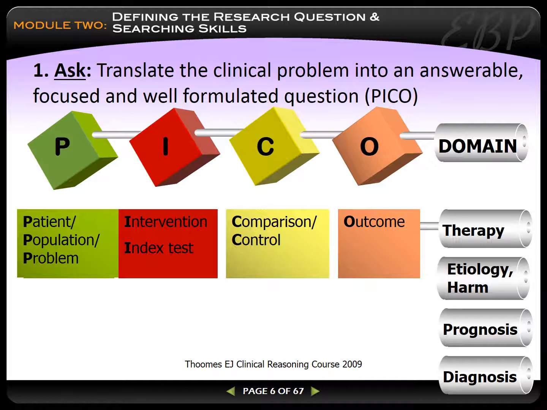So when we translate a clinical problem into an answerable, focused, and well-formulated question, we spend less time looking for the right literature. PICO stands for patient population, intervention or index test, comparison or control, and outcome. And a lot of times there's a T for PICO, and it's referring to the time element that's involved.